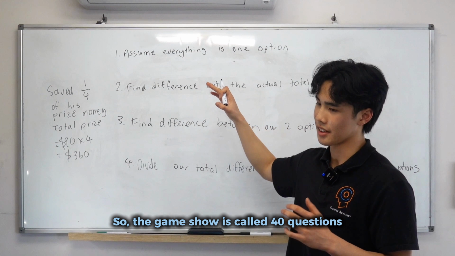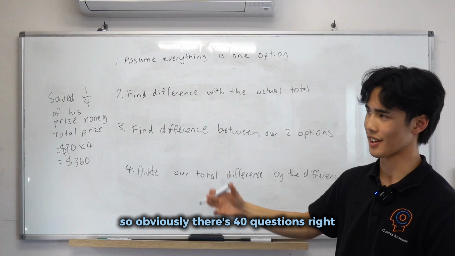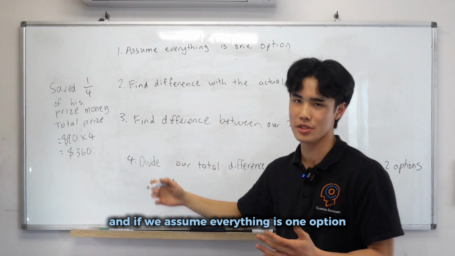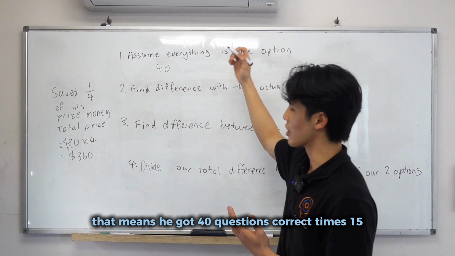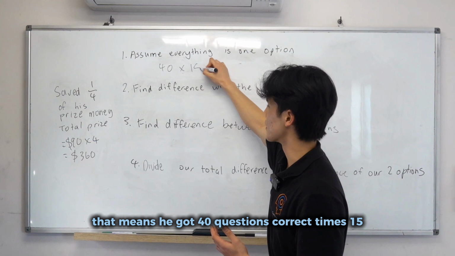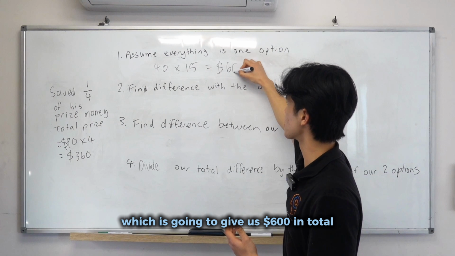So the game show is called 40 questions. So obviously there's 40 questions, right? And if we assume everything is one option, let's assume he got all of them correct. That means he got 40 questions correct times 15, which is going to give us $600 in total.